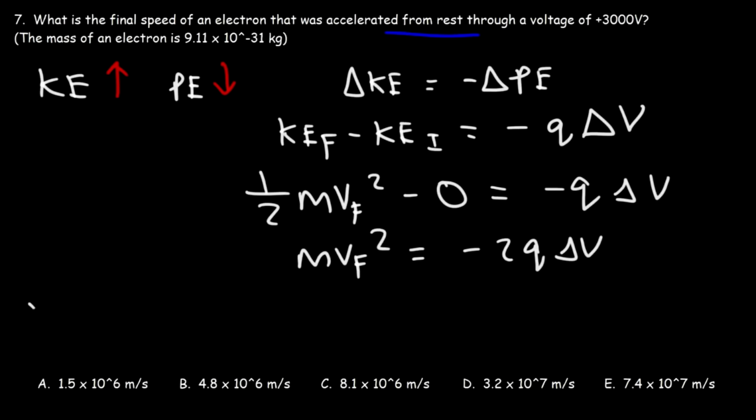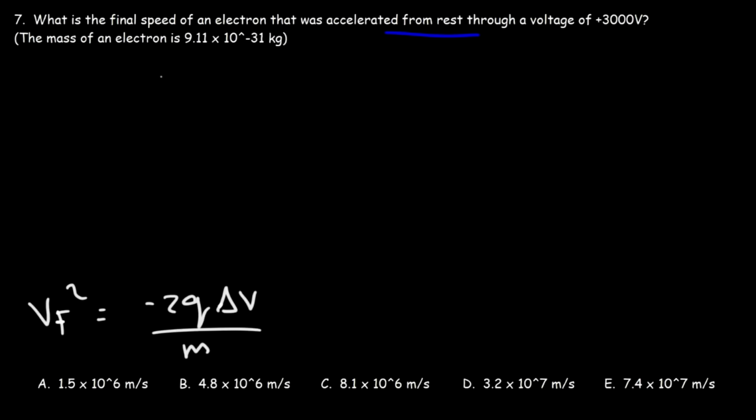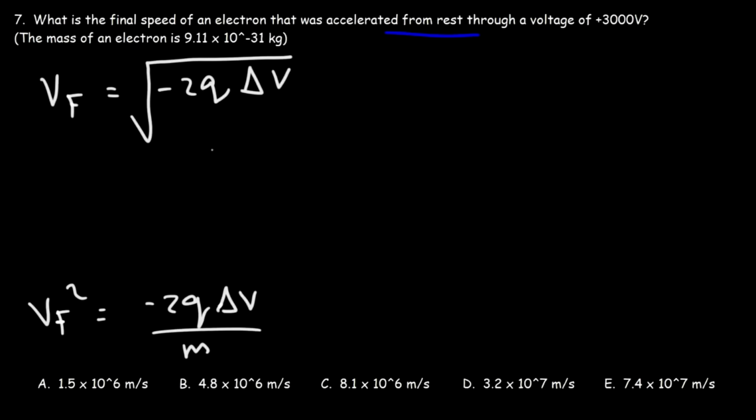Next, we're going to divide by m. So we'll have v final squared is equal to negative 2q delta v over m. And then we need to take the square root of both sides. So for this particular problem, the final speed of the electron is going to be the square root of negative 2 times the charge of the electron times the voltage that it accelerates through divided by the mass of the electron.